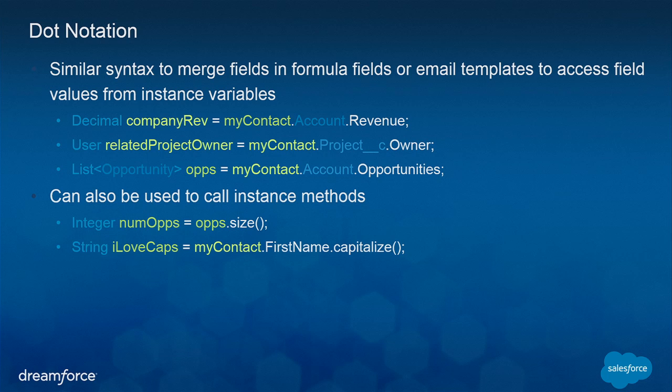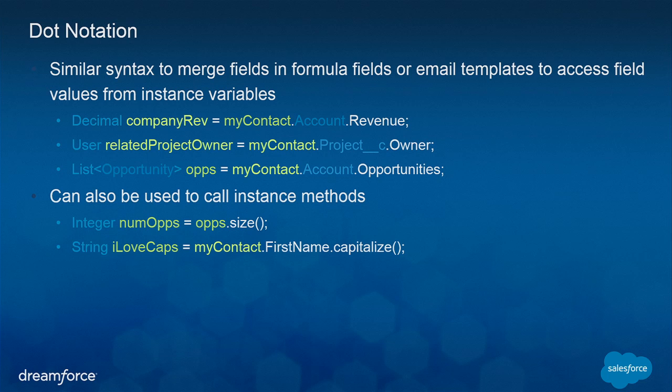And we've already touched a little bit on dot notation. Again, this is sort of the thing that makes object-oriented programming object-oriented. It gives you the extensibility. We've got an example here of a decimal variable called company revenue, and it's my contact.account.revenue. So they're looking at the revenue on the account that's associated with that contact.